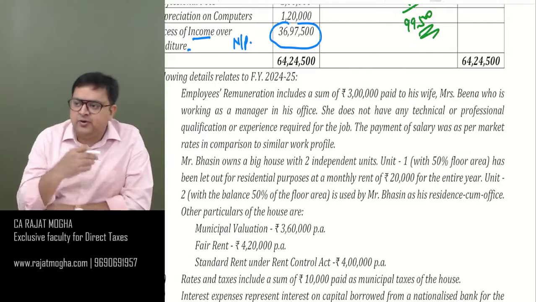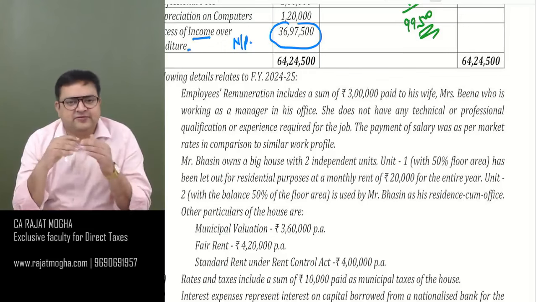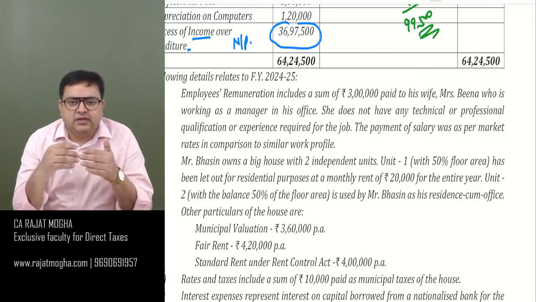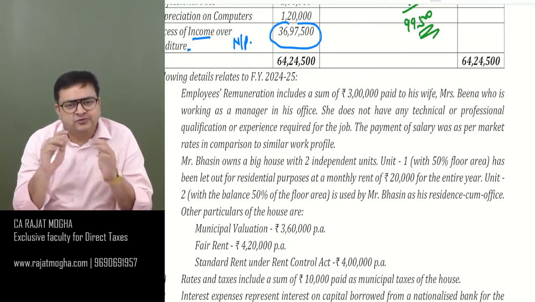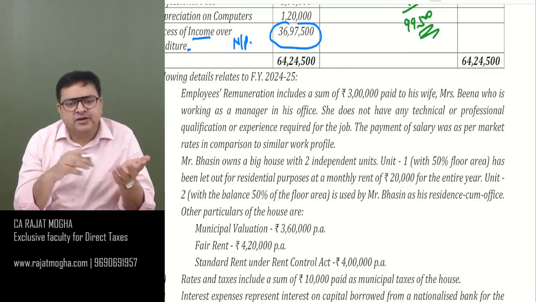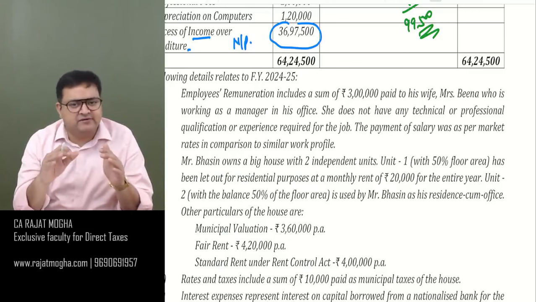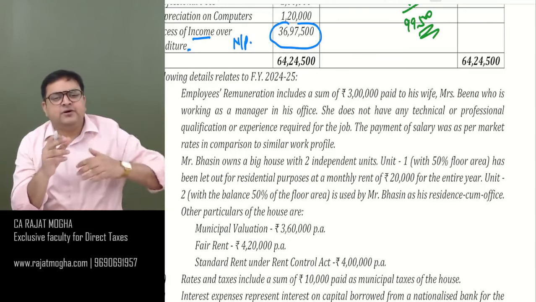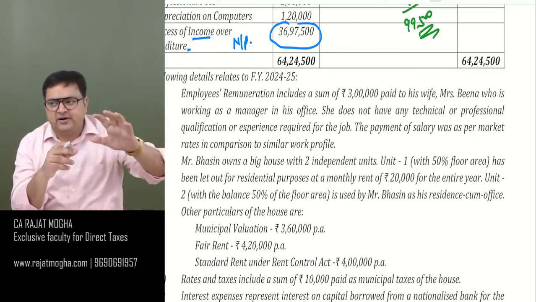Can we pay to our relative? Yes, we can pay to the relative if it is at fair market value. What is fair market value? To others also we pay the same amount, and to relative also we are paying the same amount. So it means it's fair market value. But if to others we pay something else, and to relatives we are paying more, then we will disallow the excess amount. So that excess is not allowed. Correct?